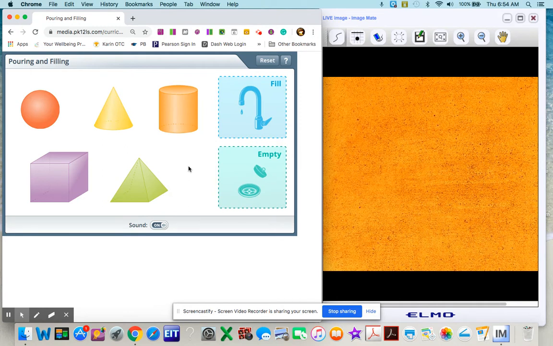Okay, so in the Edpuzzle, I'm going to give you a link to this applet, and you're going to play around with it a little bit. What I want you to do is look at what the relationship is between the volume of the cone and the cylinder. Okay, so what you can do is take any of the objects and put them in the fill. You're going to fill it with water, and then once you put the object on top of any of the different shapes, it will empty into the other one.